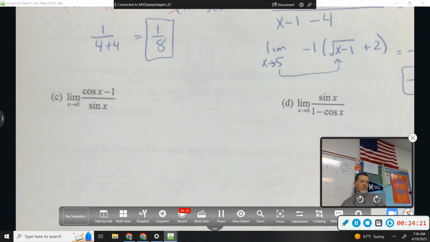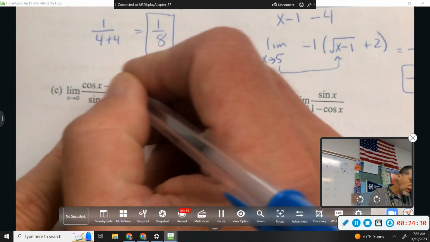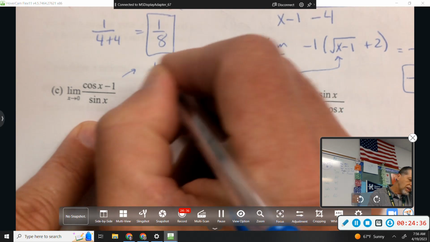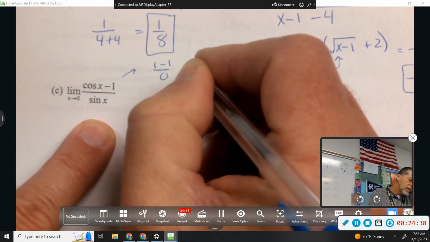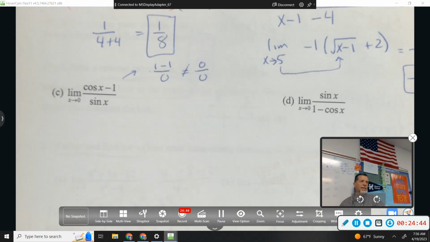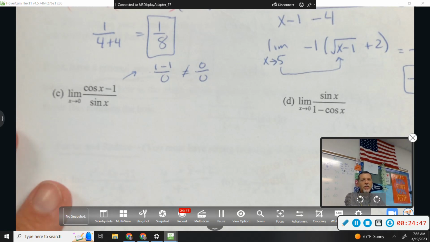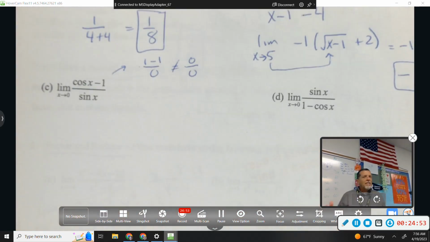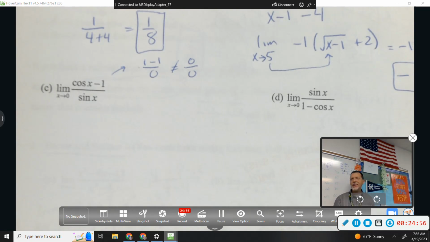All right, C. That looks weird. I don't even see a square root. Let's plug in and see what happens. Cosine of 0 is 1. Sine of 0 is 0. So yes, I get 0 over 0, so I've got to do something. There's no square roots there, but the section we're in is conjugates. There's really only one candidate there. What do you think we should multiply by? What do you think would be a conjugate?